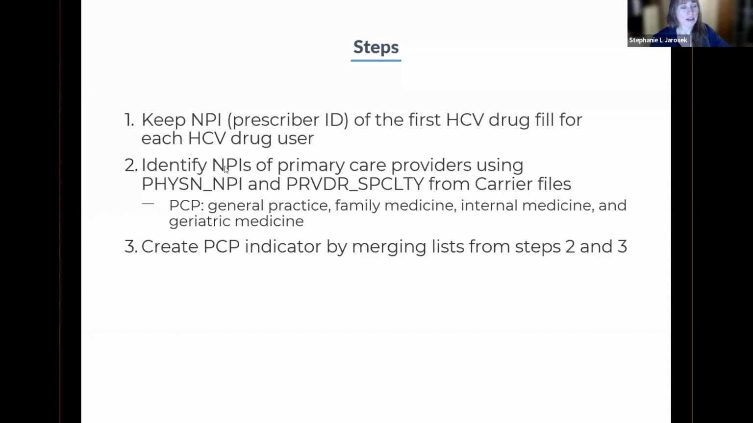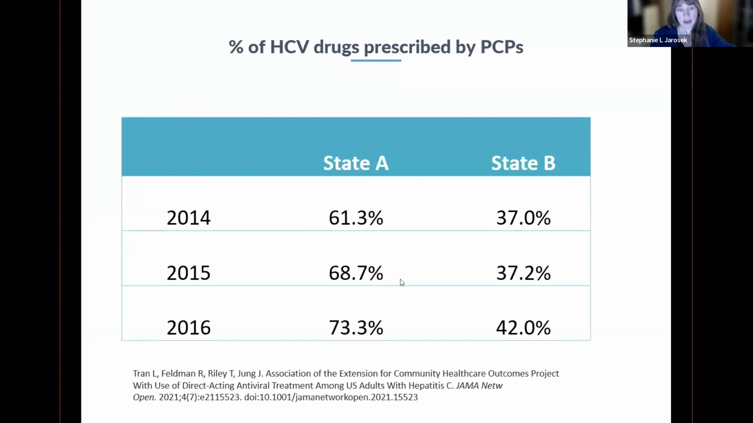And identifying the NPIs of the primary care providers using the physician NPI and provider specialty from the carrier files, because the carrier file does give you the specialty code. And then create the PCP indicator. And they found, with the state that had a primary care promotion model, a higher percentage of drugs prescribed by primary care providers. So that's something you're able to do with this data.